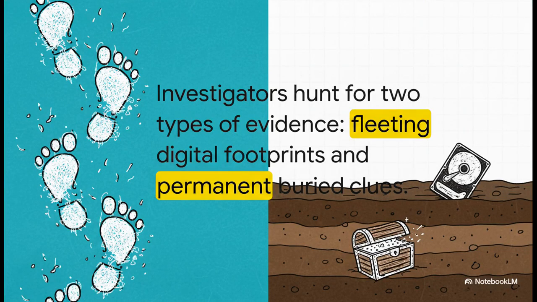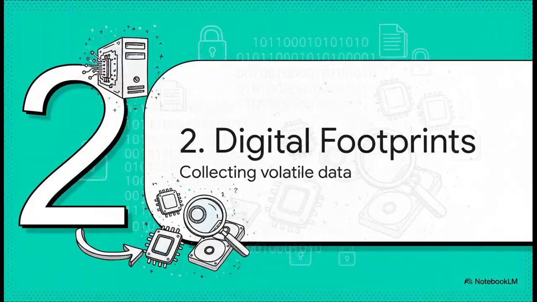Now, at this crime scene, investigators are basically hunting for two different kinds of evidence. First, you've got what we can call fleeting digital footprints. This is live data that's here one second and could be gone the next. Then you've got the permanent buried clues. This is the stuff that's written to the hard drive and, well, it sticks around. A good investigation has to tackle both. So, let's start with those fleeting footprints.